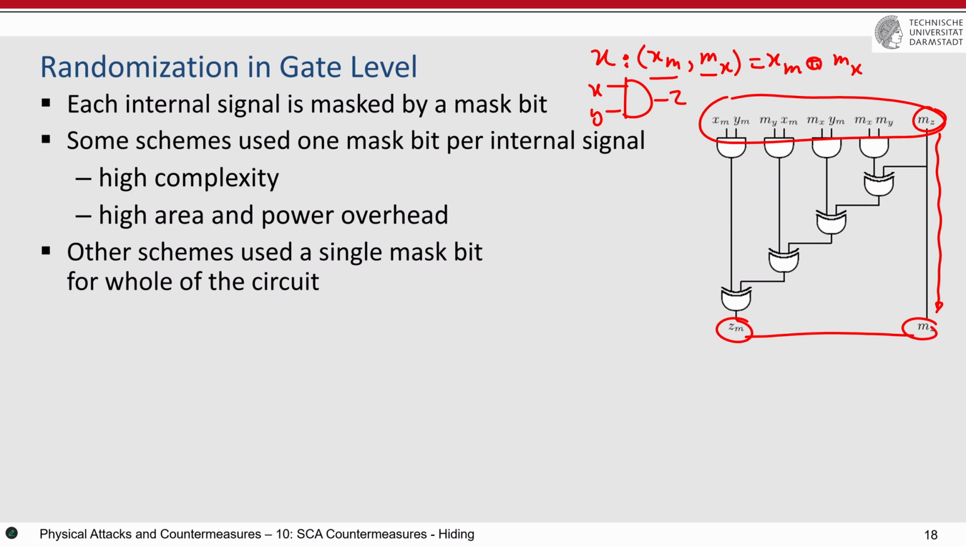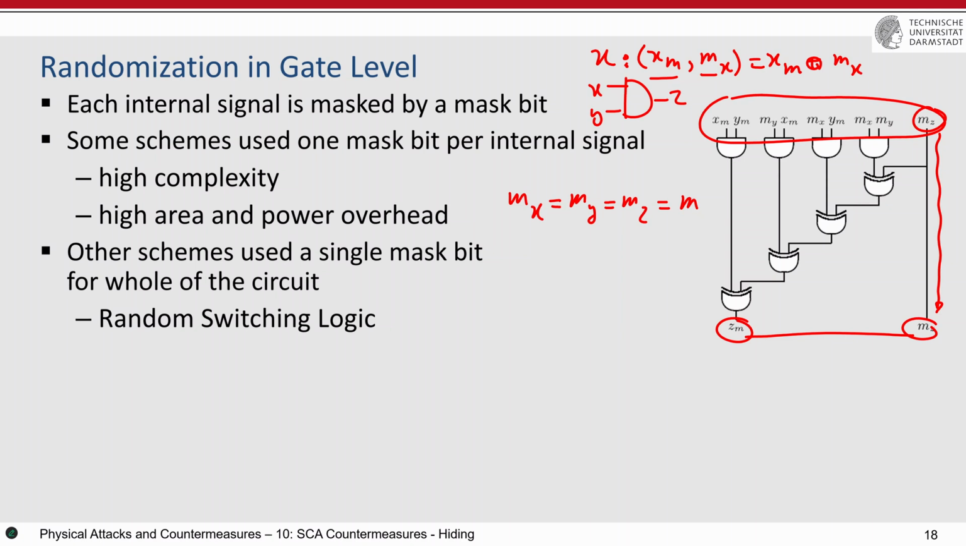We will see later. This is a concept which is also called hardware masking. We will see why it's not secure later. But then the idea was that, okay, this is too complex. Let's do it in a better, optimized way, in a way that we use only one mask bit. It means that we say m of x equals m of y equals m of z equals m.